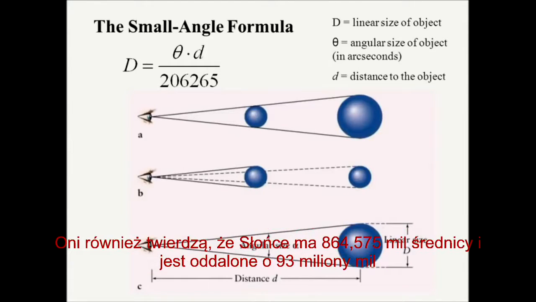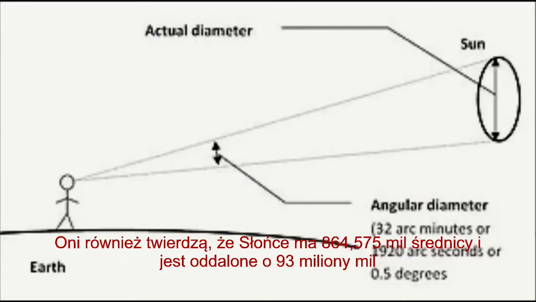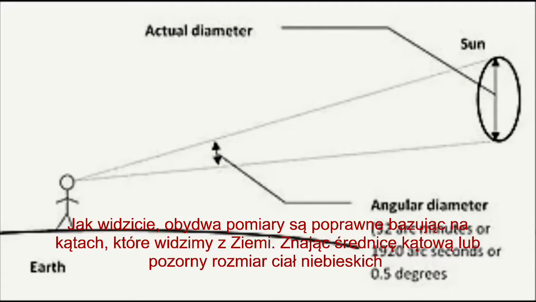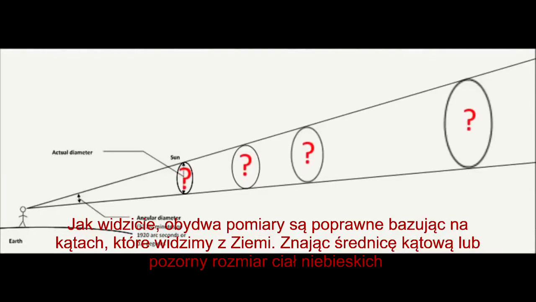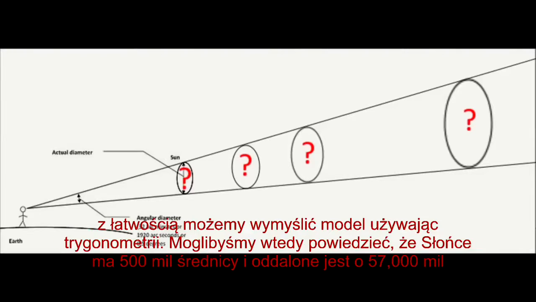And they claim the sun is 864,575 miles in diameter and 93 million miles away. You see, both measurements are correct based on the angle we see from Earth. Knowing the angular diameter or apparent size of a celestial body, we can easily invent a model using trigonometry.